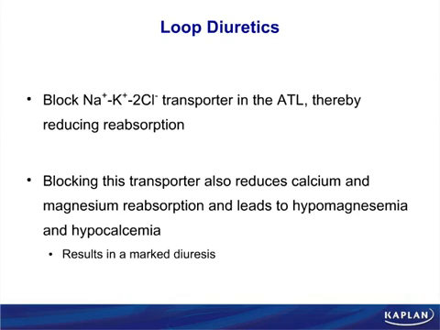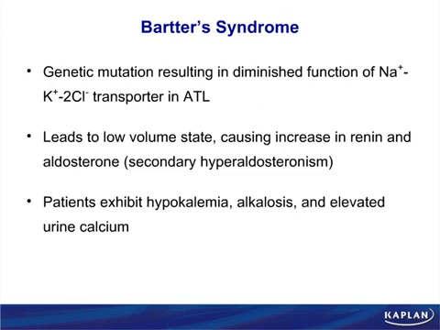Loop diuretics are your most potent diuretics because right here in the loop of Henle is where you reabsorb 25% of your sodium. So you can really get a very potent diuresis with loop diuretics, but you also lose a lot of electrolytes. You also lose potassium, and you can very commonly see hypokalemia, but you lose a lot of electrolytes with loop diuretics, and as a clinician, you have to be aware of this. You have to watch your electrolytes, and you have to replete your electrolytes.